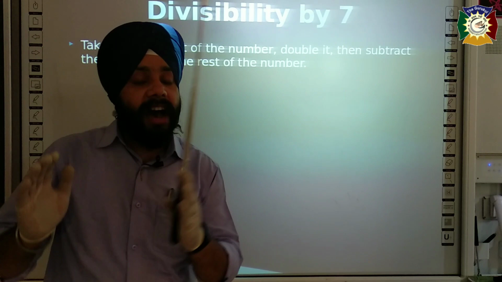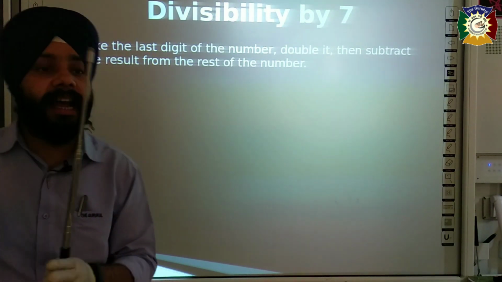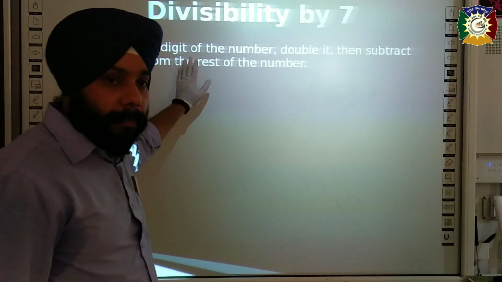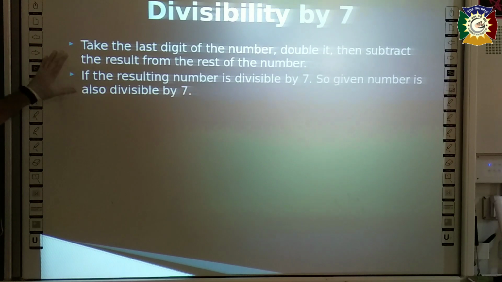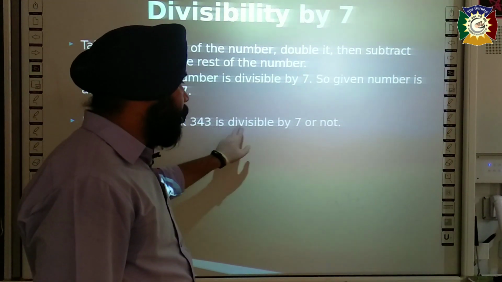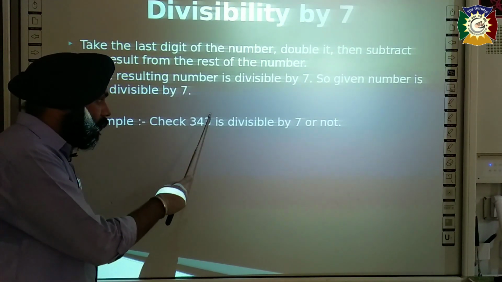Take the rest of the number left after taking one digit, and subtract the double of that digit from the rest of the number. Look at an example. Next, check whether 343 is divisible by 7 or not. So look at this number, 343.